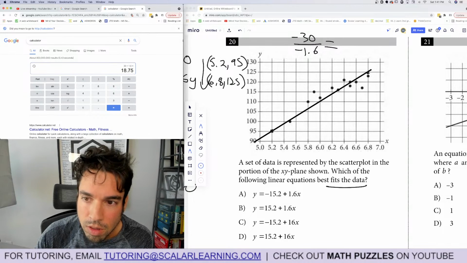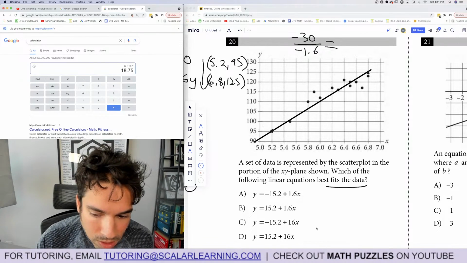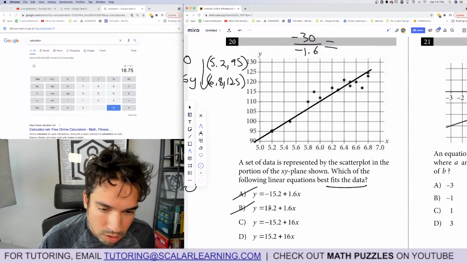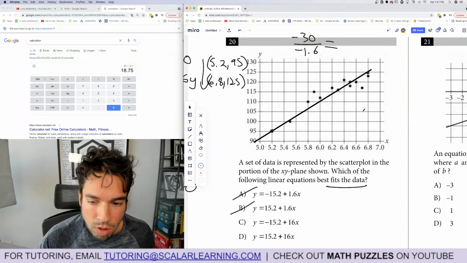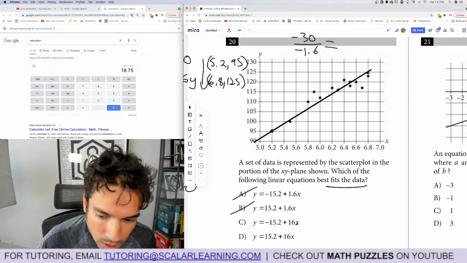Uh-oh. 18.75. None of them have a slope of 18. Oh, they have a slope of 16. All right, close enough. So you're out, that's the wrong slope. So 16, whatever. I guess my line's a little off from what they use, but I think my line's pretty good, to be honest. But it is what it is. So it's got to be 16.